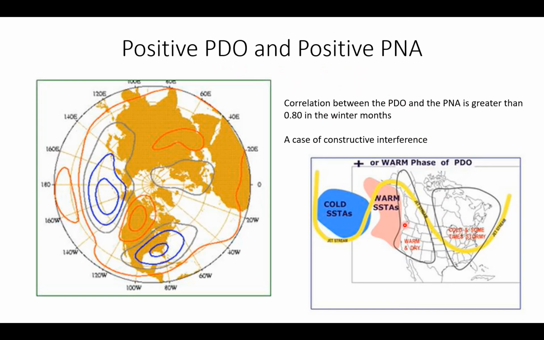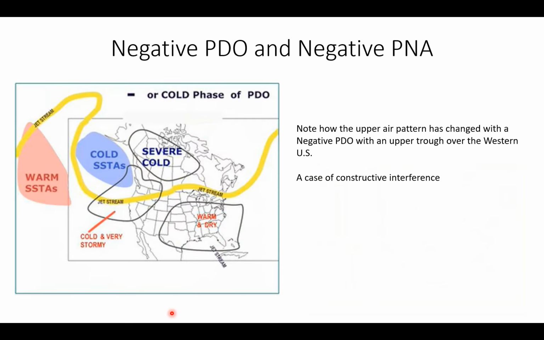Now, when you get a positive PDO, warmer than normal water temps off the west coast of North America, plus this positive PNA, this is an example of constructive interference, where teleconnections or climate drivers are working in the same direction. Correlation, by the way, between the PDO and the PNA is greater than 0.80 in the winter months. So it's fairly highly correlated when you get a positive PDO phase with the upper level pattern featuring a positive PNA. Let's look at the opposite now with a negative PDO and a negative PNA.